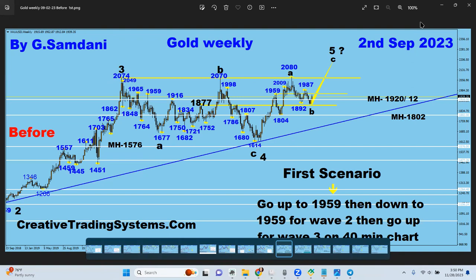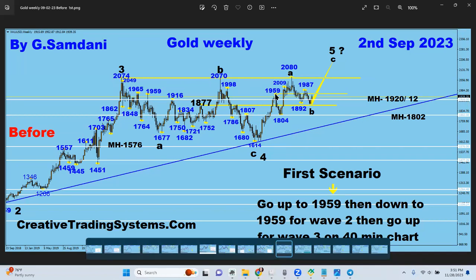So let's get started. I'm going to take you back to the beginning of September. This is the chart I made on the 2nd of September this year, 2023. And there were two scenarios. The first scenario was that the price was bouncing from 1877, so I said we're probably going to go up.